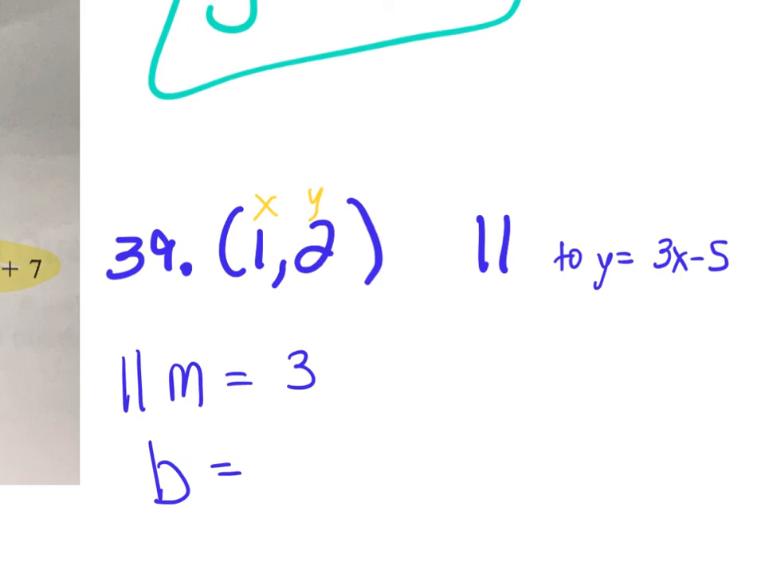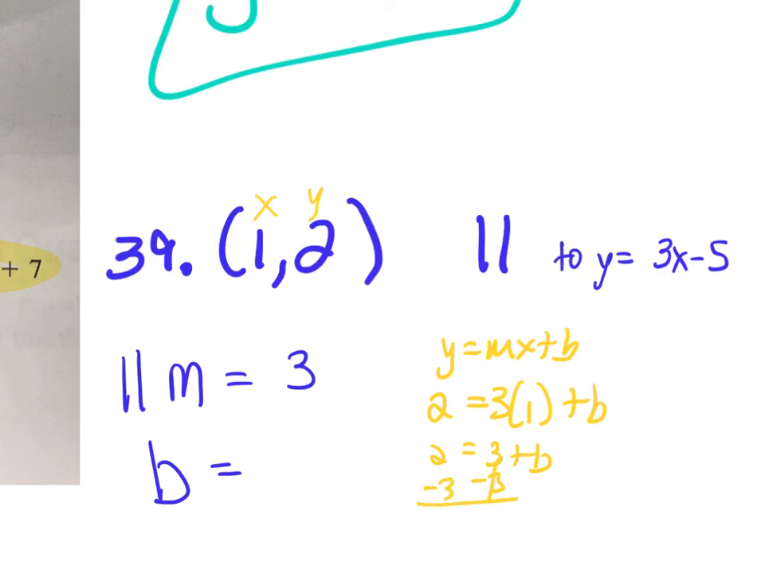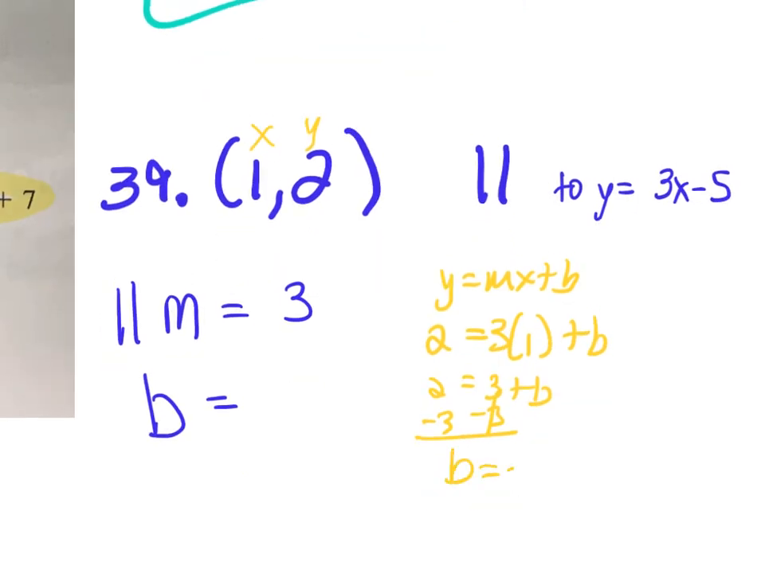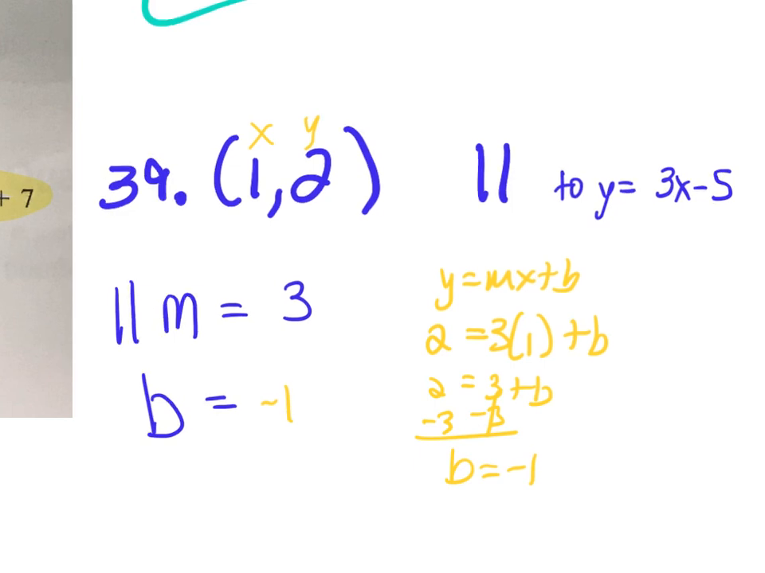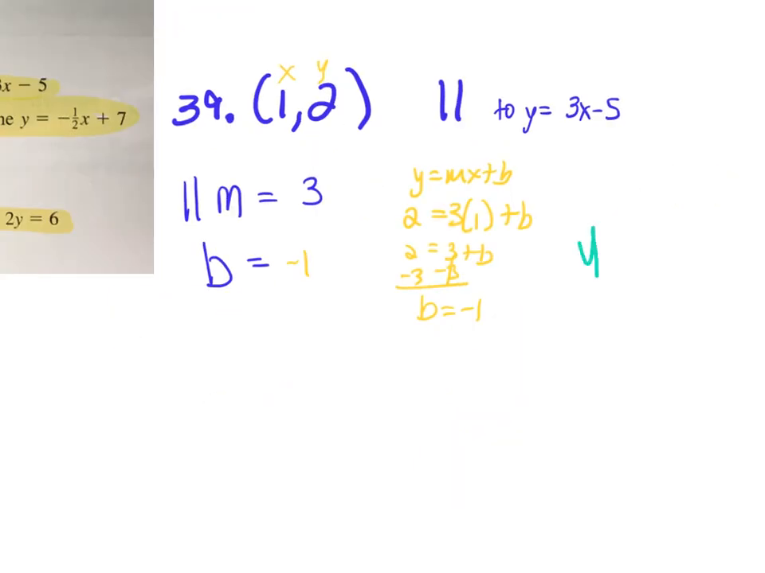So I'm going to say, okay, well they gave me this x and this y, so I can find the b. So I have y equals mx plus b. 2 equals, my slope is 3 times 1 plus b. 2 equals 3 plus b, minus 3 from both sides. So my y-intercept is -1. So your equation of this line would be y equals 3x minus 1.